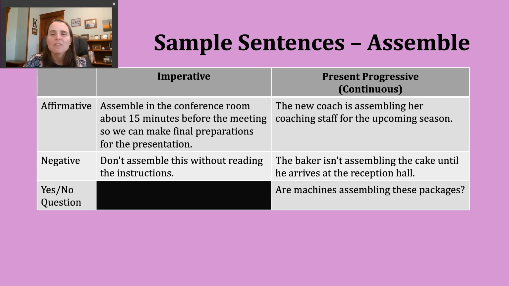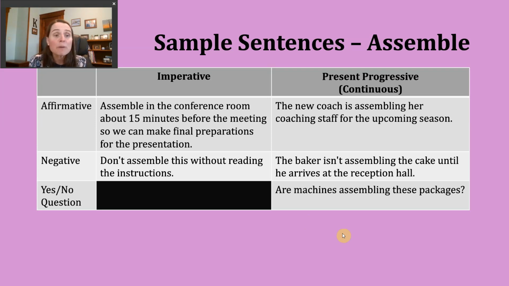You can see an example here. The new coach is assembling her coaching staff for the upcoming season. Right? So many professional teams have a large number of coaches. So here, this is that idea of bringing people together to form a coaching staff. But also, you might think of kind of trying to have the right parts in the place, people who understand offense really well or defense or other special parts to the game.